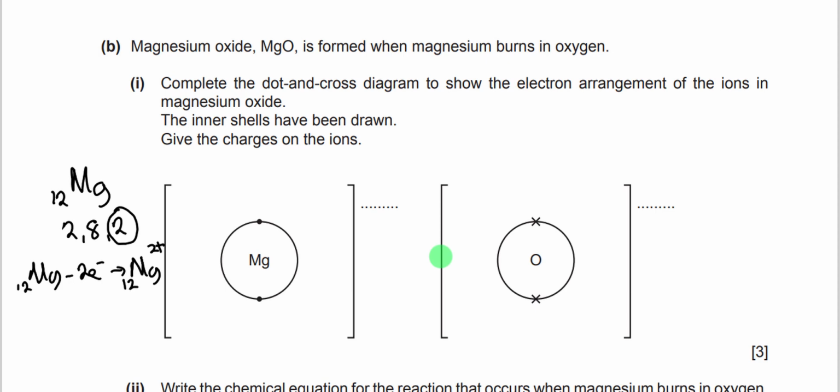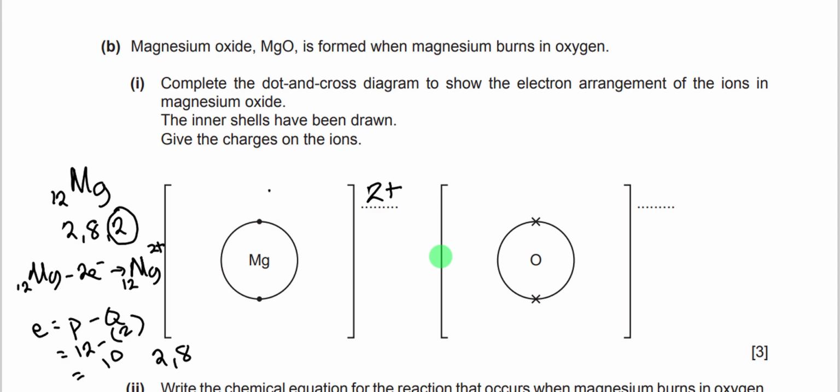So the charge here is 2 plus. How many electrons will we have left? From our formula, electrons equals P minus charge. The number of protons is 12, our charge is plus 2, so that's 12 minus 2, which gives us 10. So the electron configuration will be 2, 8, and they've drawn the inner shell for us.